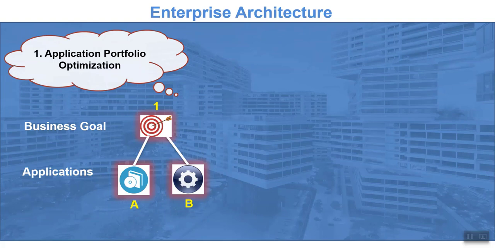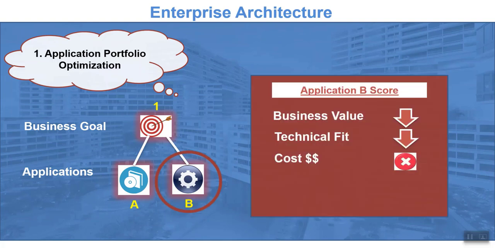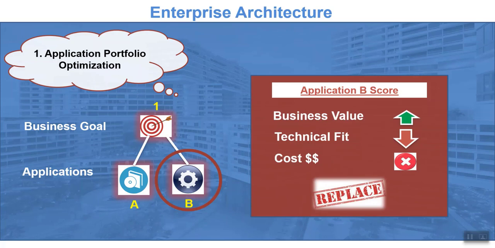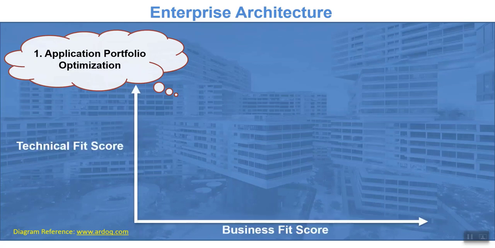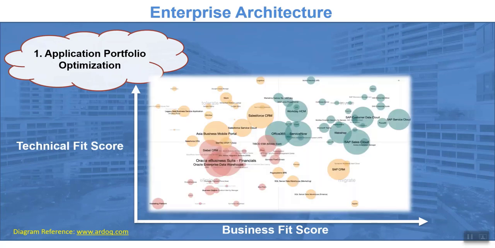On the other hand, when we assess application B, we realize that application B is not providing a high business value and it's not technically fit. So the decision here will be to retire application B. Suppose that application B had a high business value, however it's not technically fit, then the decision would be to replace application B with a more fit application from the technical point of view. Using the information captured in your enterprise architecture, you can rank your applications based on technical and business fit scoring. And then you can start investing in the applications that provide value to your business.